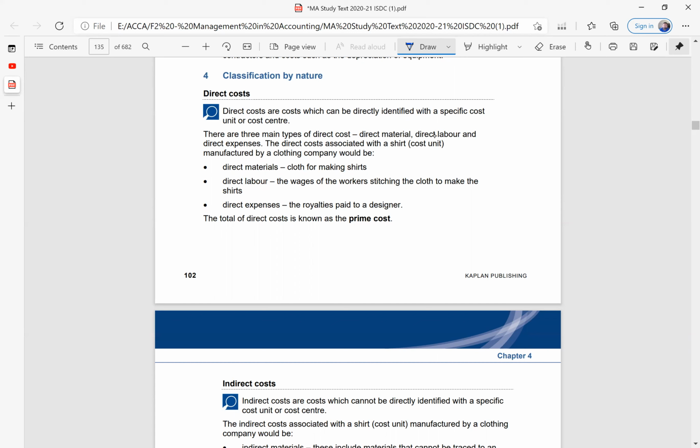All right. Same as the case for direct labor, same as the case for direct expenses. So I want you to just give it a quick read and tell me if there's any confusion in this.